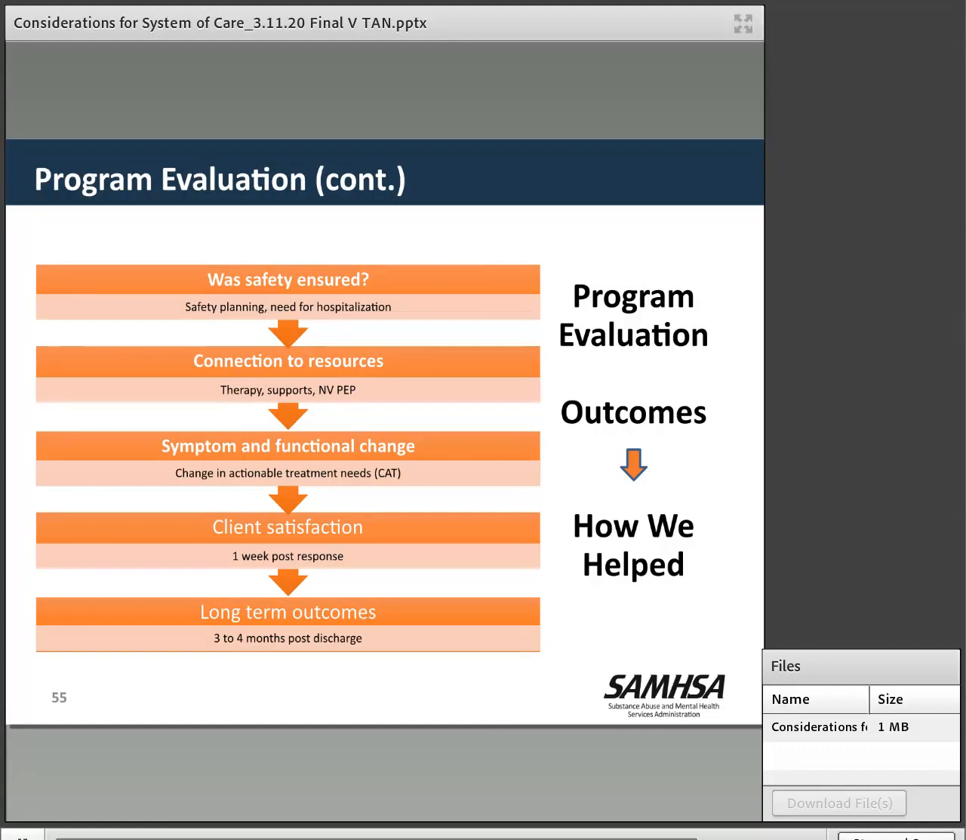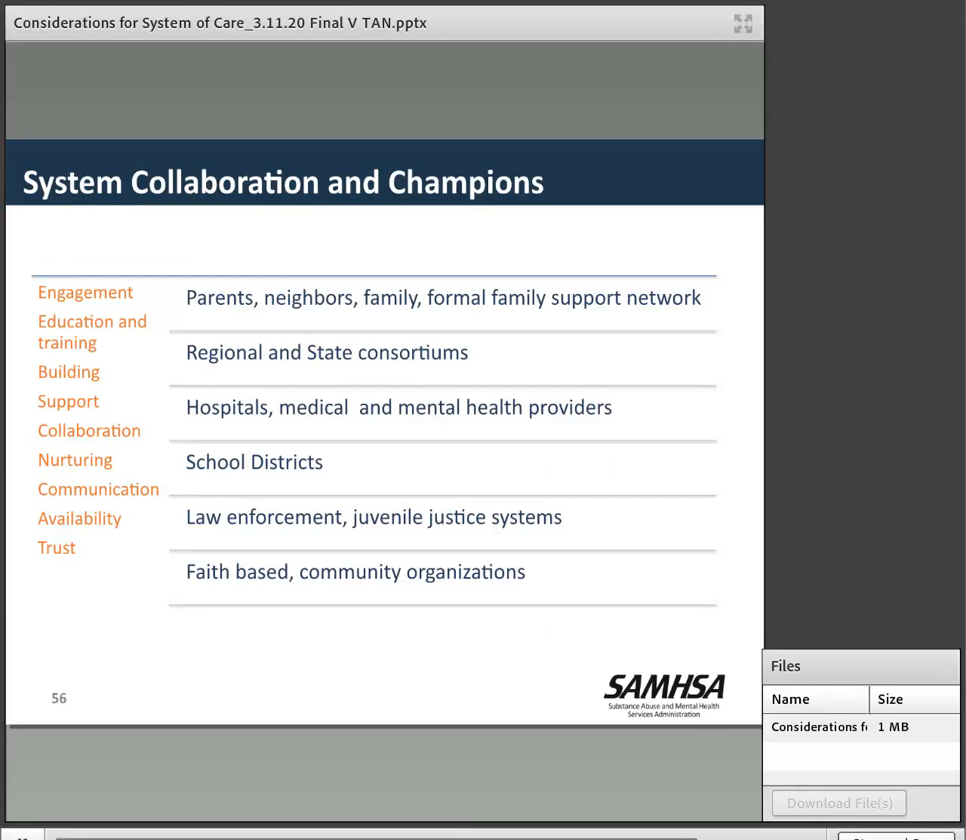We look at, did we ensure safety and how? Were we able to connect to resources, and if not, why, so that we can fix that gap? We look at the changes in the CAT from the beginning, from our response, to our end discharge, and then again the client satisfaction that happens at the end of treatment.